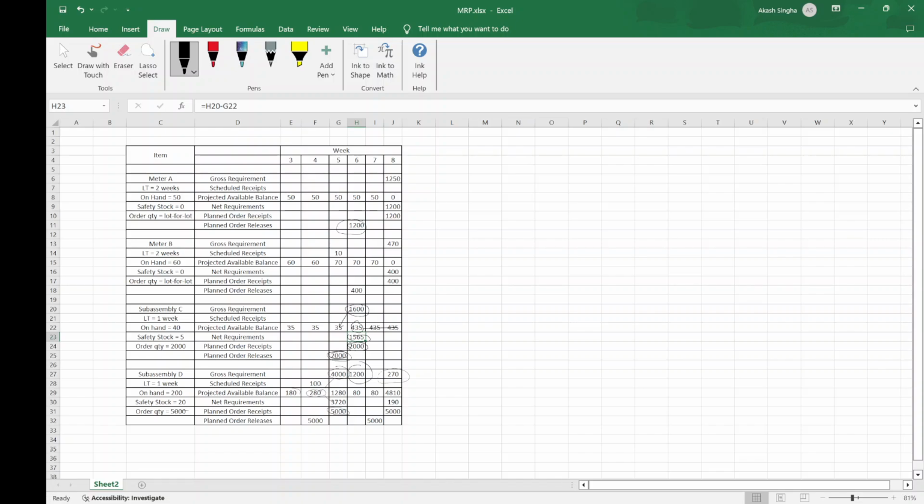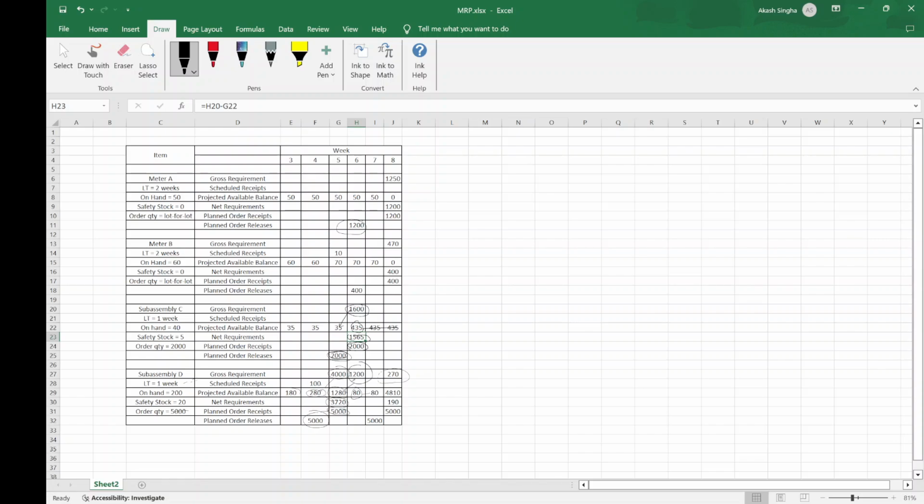So if here the order is needed, when we will place the order? 1 week before, because the lead time is 1 week. So here will be the order release and here will be the receipt. So 5000 is in our hand and 3720 is requirement. So how much is left? 1280. That is our new in hand. After that, in the next week also 1200 more is needed and 1280 was in our hand. So how much left? 80.